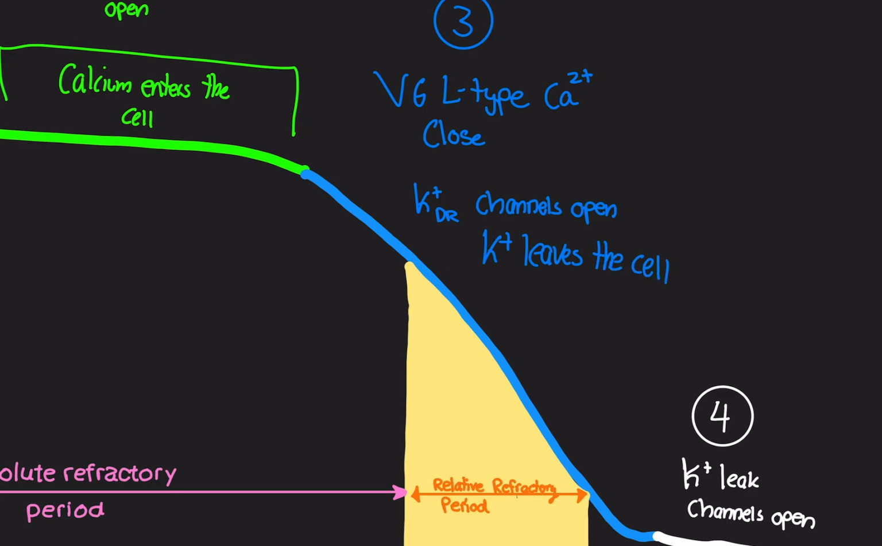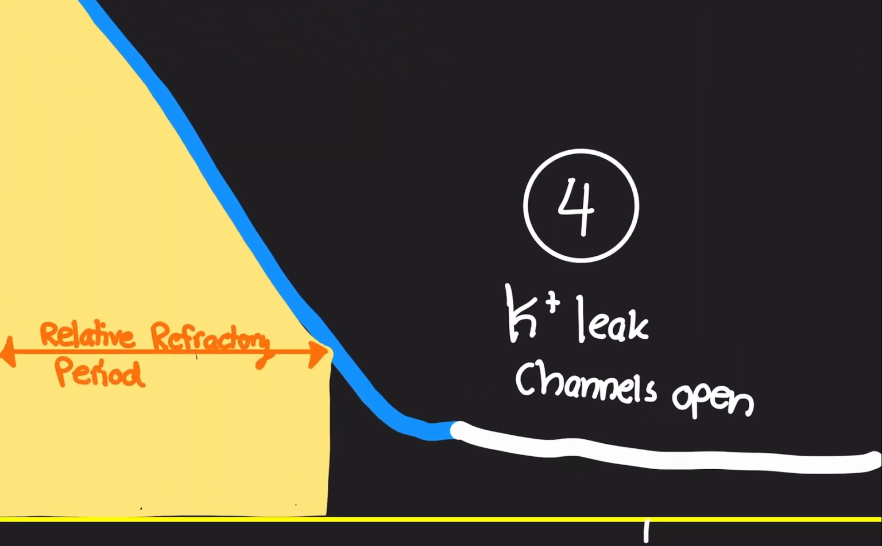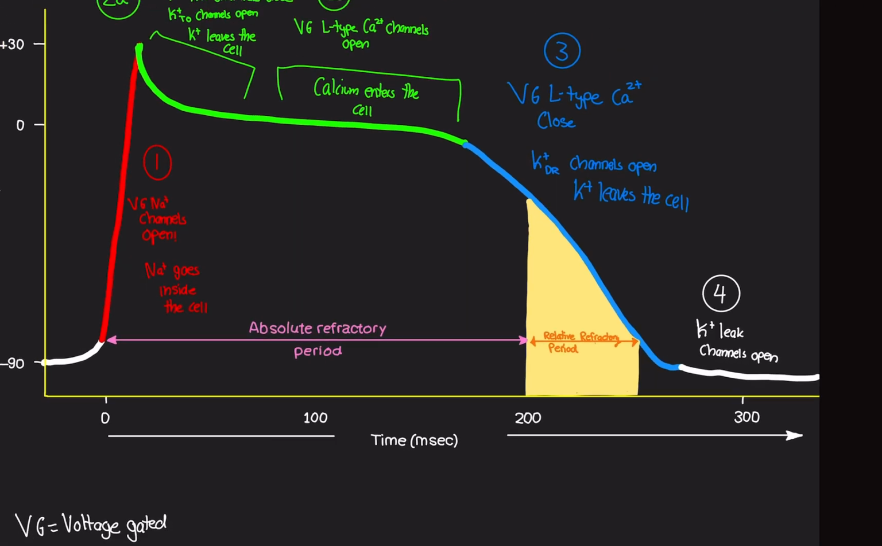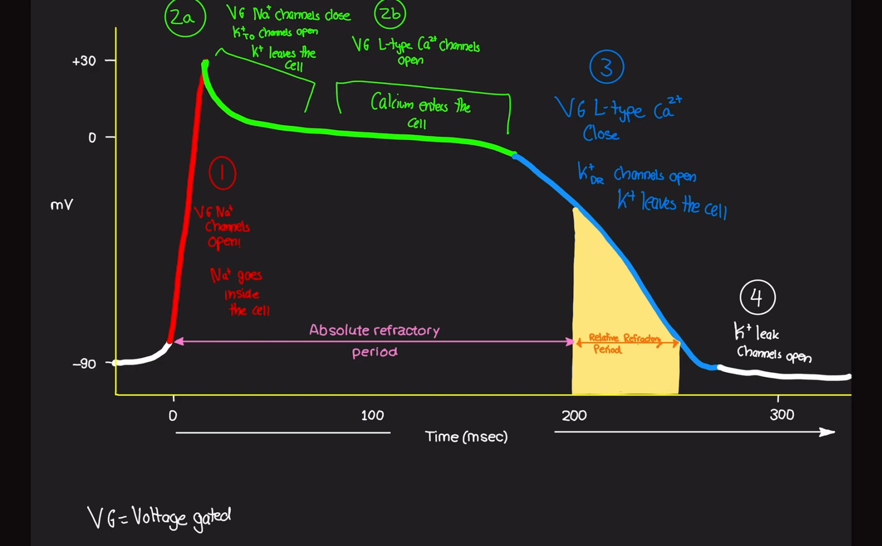All right. Now the fourth thing is the potassium leak channels open. And what this does, it's trying to balance out the millivolts. Now we're trying to stop going lower. That's our goal. So leak channels will open, and some potassium is going to go inside the cell now to kind of balance out the voltage of the cell. And we're trying to get back to negative 90 here.